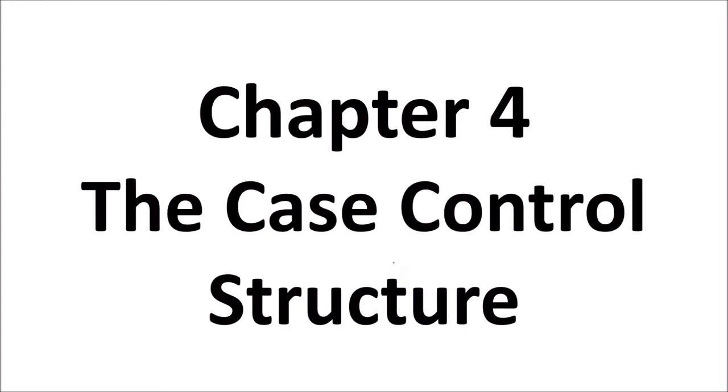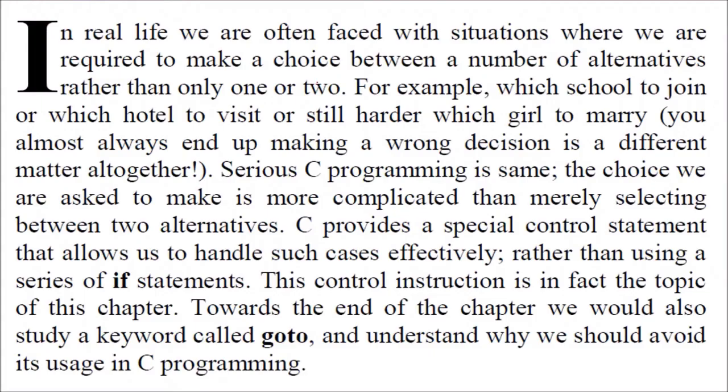This is the case control structure, chapter number 4. In various situations we encounter in programming and in real life, we have various options or various ways for a single decision. That means there can be various alternatives for a single input. We have already seen that we can have multiple if statements. Rather than using multiple if statements, we have something called switch and case.